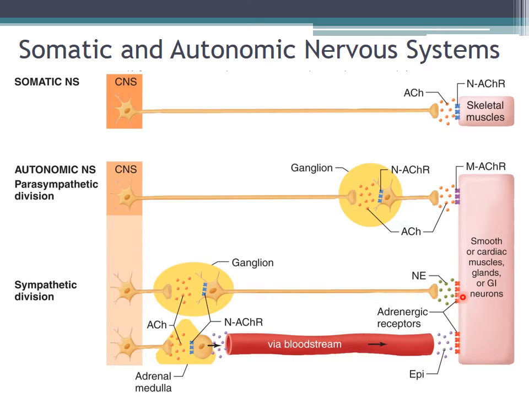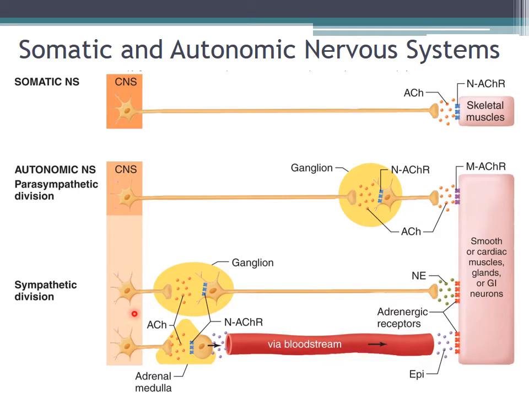Now, these adrenergic receptors, the alphas and the betas, on the target tissue are also G protein coupled receptors. So again, because they're G protein coupled receptors, we can't say whether they're going to be excitatory or inhibitory. We have to sort of take it on a case-by-case basis.